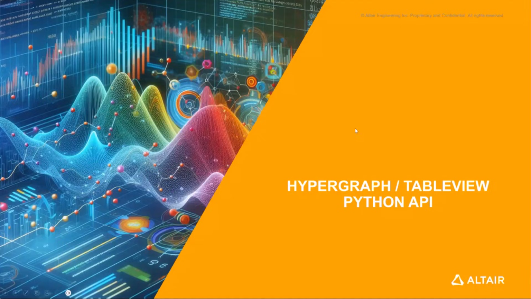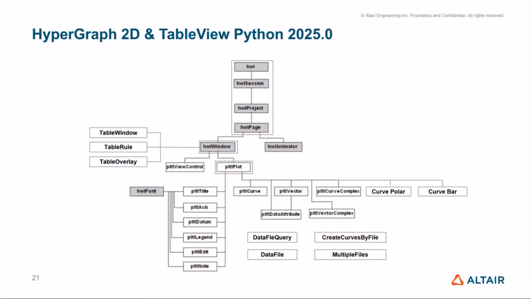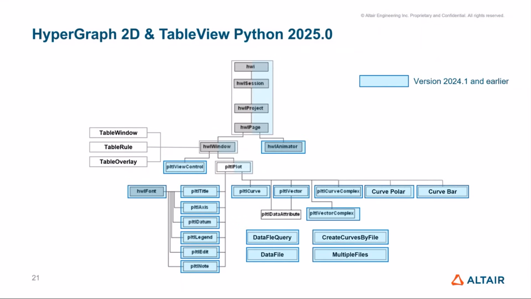Now let's go to the last, to HyperView and Table View. So Hypergraph and Table View are basically together. So in 2024.1, we have nearly 100% coverage for Hypergraph 3D, the classic Hypergraph. Now we added the full Table View support in 2025.